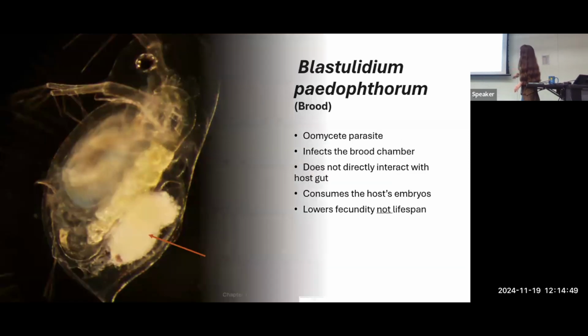Now, our final parasite is one that, as far as we know, does not directly interact with the host gut. So it's going to serve as a kind of loose control. It is an oomycete parasite, and what it does is that instead of the gut, it infects the host's brood chamber, where it consumes the host's embryos, thus lowering fecundity, but not necessarily lifespan.